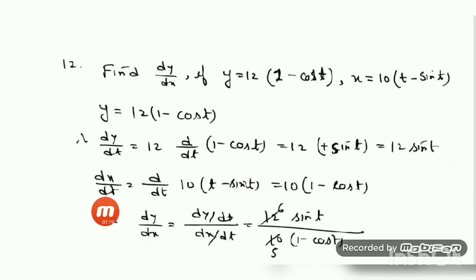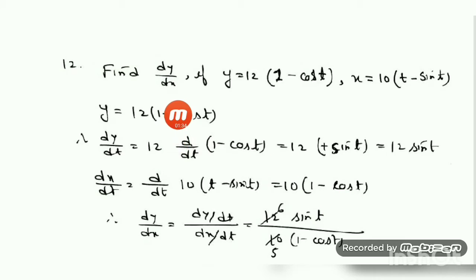Then I take the differentiation of x with respect to t. That is equal to d/dt of 10(t − sin t). 10 is a constant, taking it outside, d/dt of t is 1 and d/dt of sin t is cos t. So here it is completed.